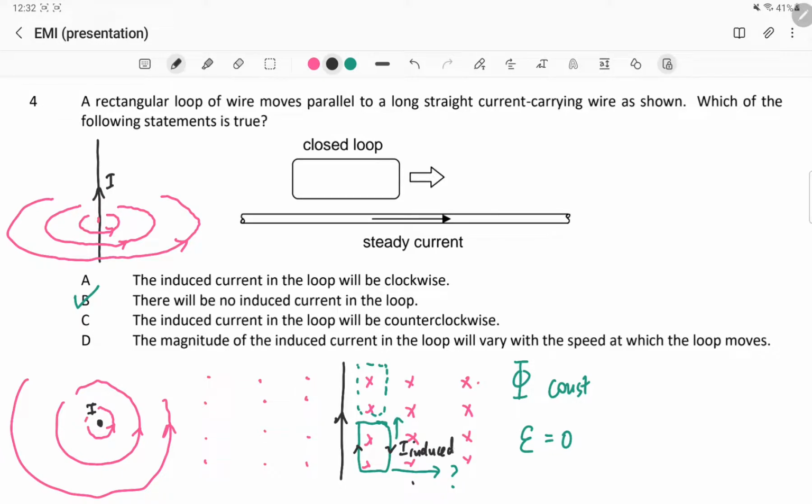So this is a twist to this original question, and this is actually a common way of asking as well.